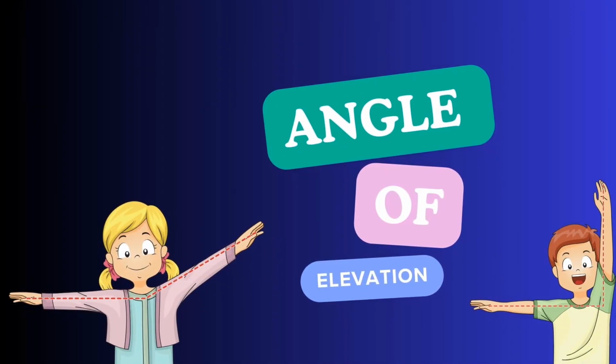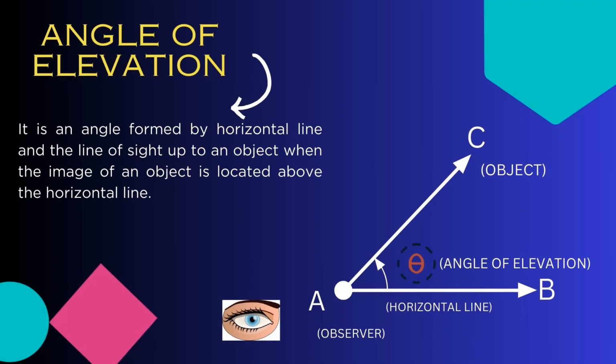Okay, let's begin. So what is angle of elevation? Angle of elevation is the angle formed by the horizontal line and the line of sight up to an object when the object is located above the horizontal line. Just imagine letter A is the eyesight, the observer, and letter C is the object above, and theta symbolizes the angle of elevation, and A to B is the horizontal line.